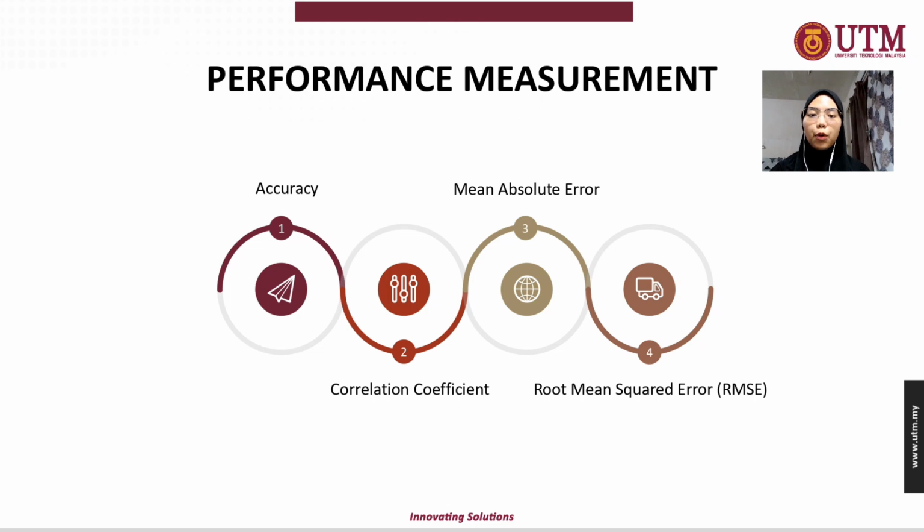Now is the performance measurement. The performance measurement involves accuracy, correlation coefficient, mean absolute error, and root mean squared error. So this performance measurement is for the regression model that will be used in this research.